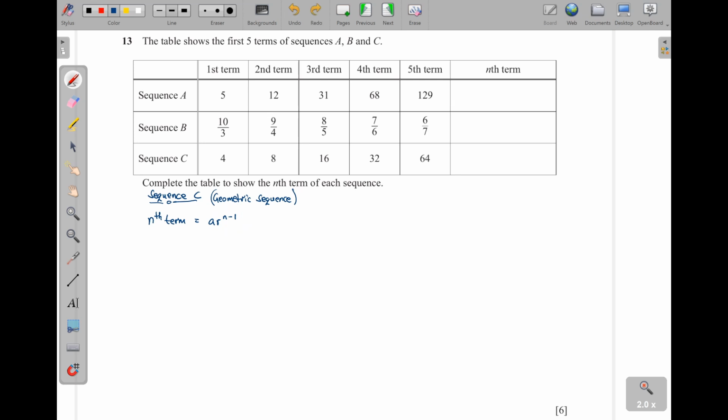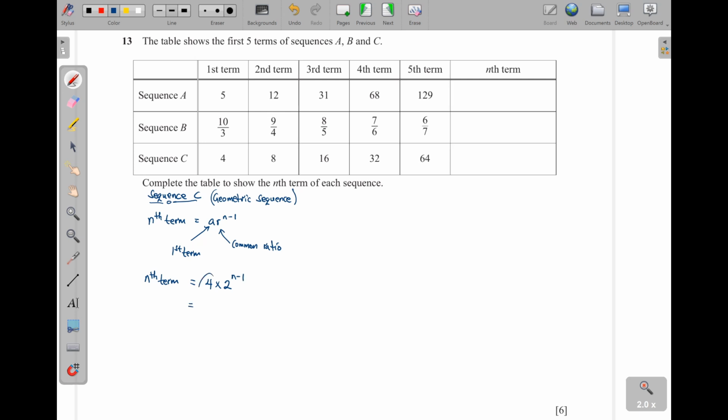Now, a is the first term. Let me write these very well. This is the first term, and this one here is the common ratio. So our nth term here is going to be: the first term is 4, then times the common ratio, which you get by 8 divided by 4, or 16 divided by 8, which is a 2, then power n minus 1.